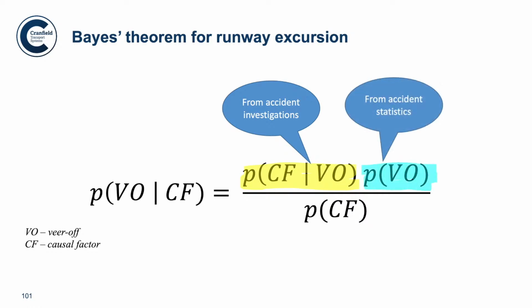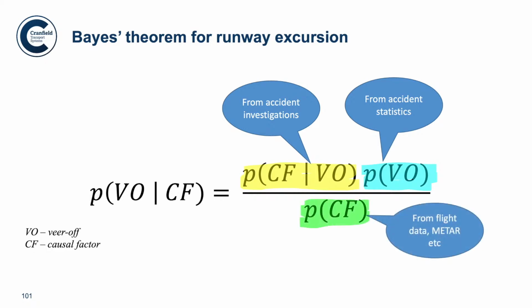Probability of actually having a veer-off, well, that's easy too, because we can look at accident report statistics and say, okay, the rate of runway veer-offs is X in Z number of flights or flight cycles, whatever measure you want to use. So we can get that from statistics that are published by the industry.